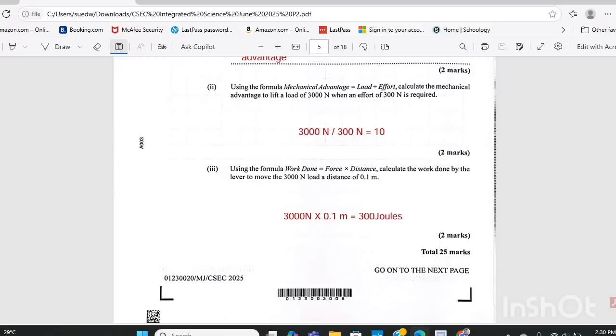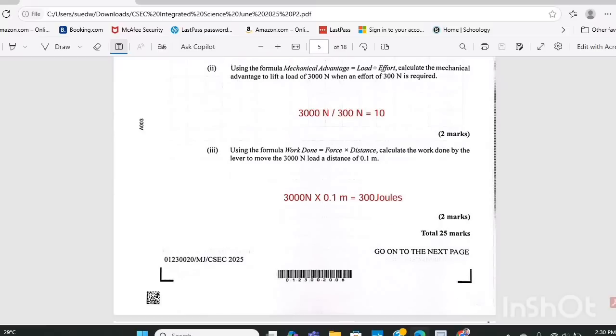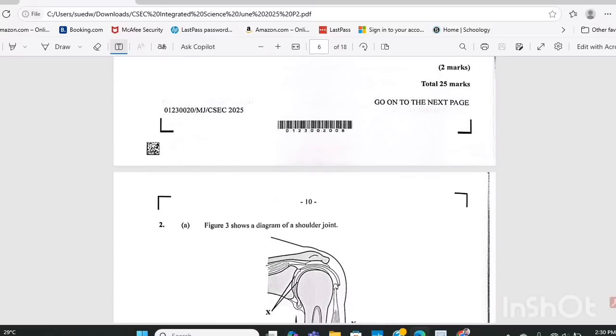Part 3 says using the formula work done equals force times distance, calculate the work done by the lever to move the 3,000 newton load a distance of 0.1 meters. Same thing applies. Use the formula. So load is 3,000 newtons and it says times distance, which would be the 0.1, which would be equal to 300, and the unit would be the newton meter or the joule. So 1 mark for the answer, but also another mark for the unit, and that would give you your 25 marks for the first question.